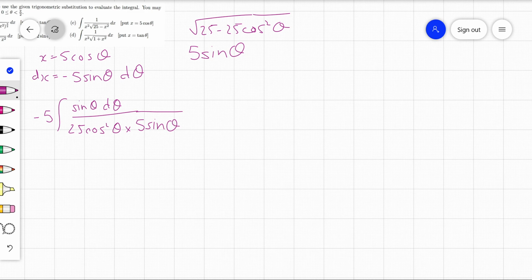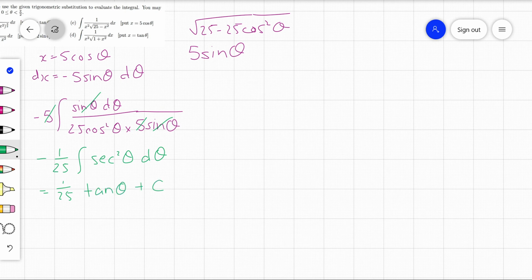Now, hopefully you can see that this 5 and that 5 will cancel. I'm going to put the 25 out the front, so it's negative 1 on 25. The sine theta cancels as well. So now I've just got 1 on cos squared theta d theta. Because of the reciprocal, that would be the same as sec squared theta d theta. So all these little tools help. We know the integral of sec squared is tan.